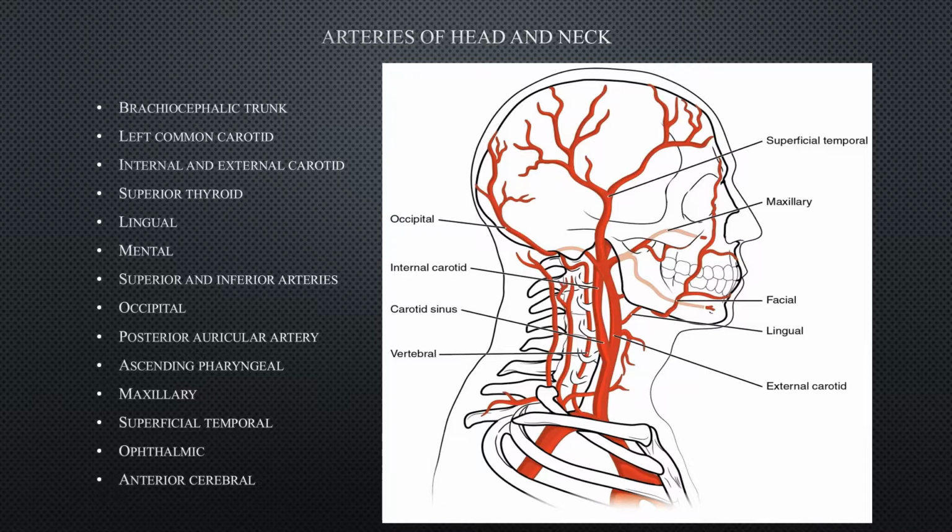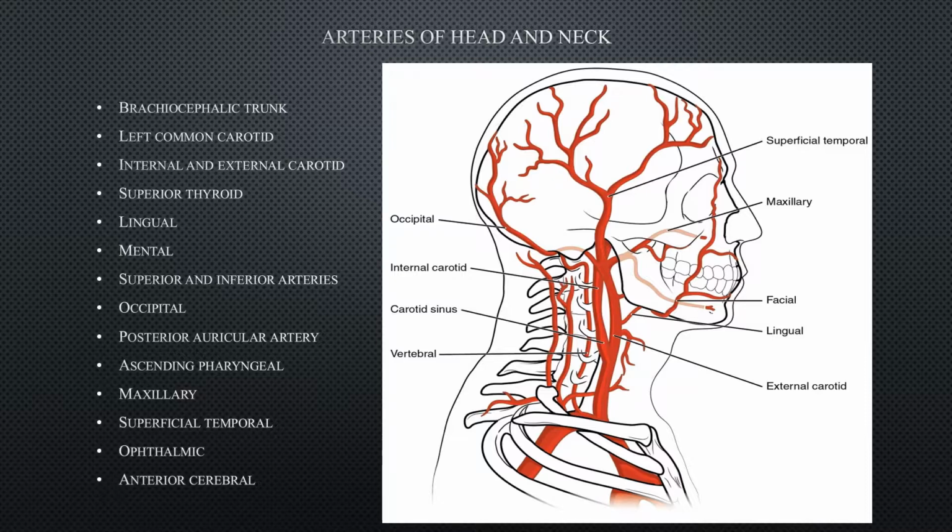The mental artery supplies the chin, the superior and inferior labial arteries supply the lips, and the nasal artery supplies the nose. The occipital artery provides blood to the scalp and the back of the skull, and the maxillary artery to the jaw and the roof of the mouth.